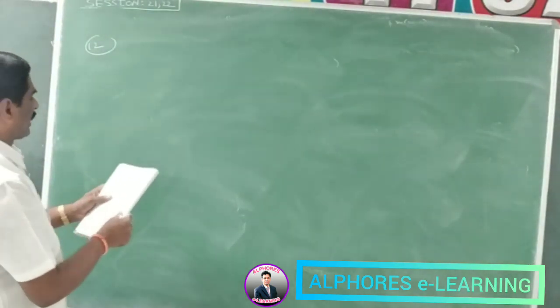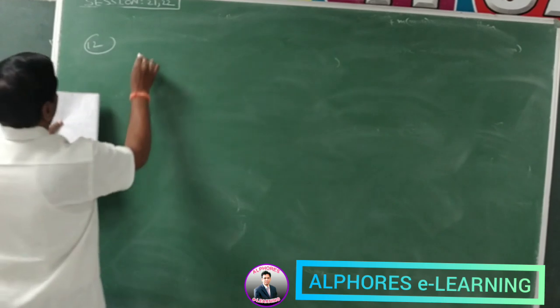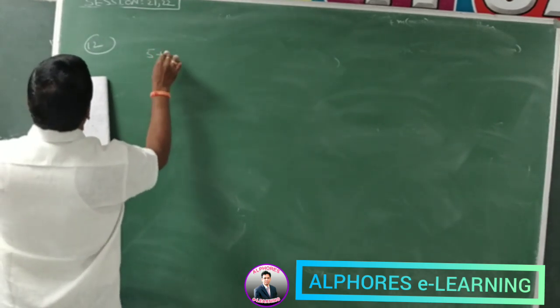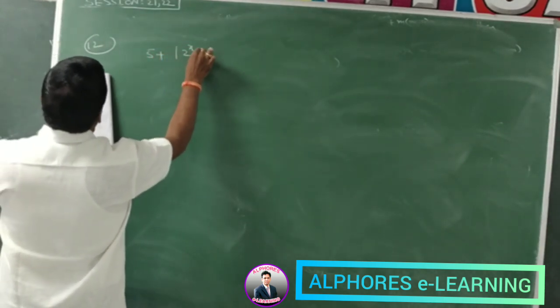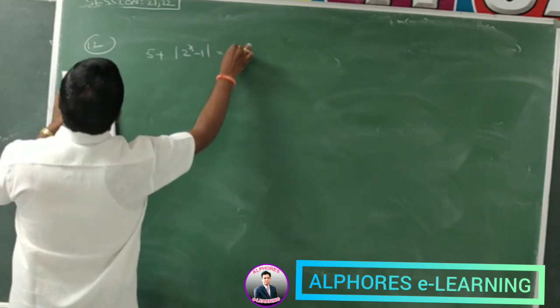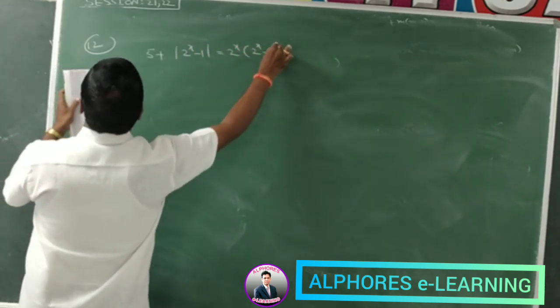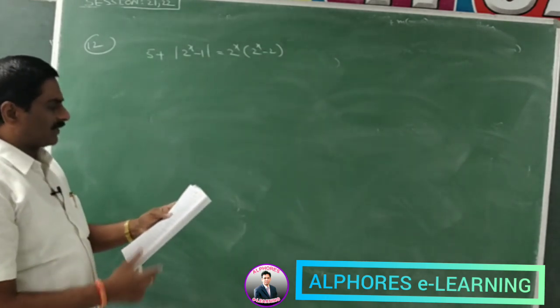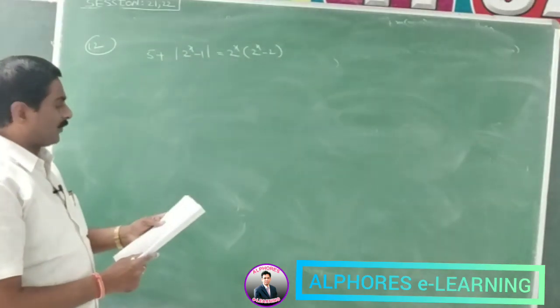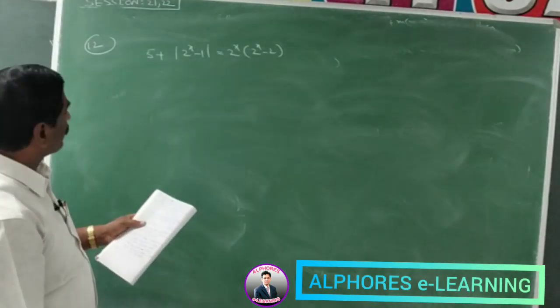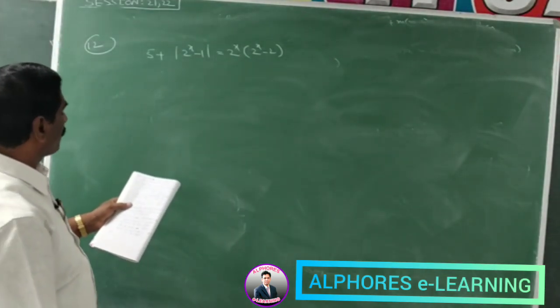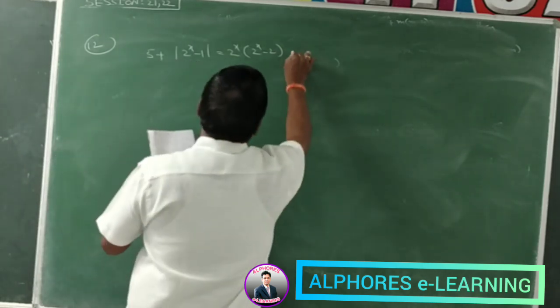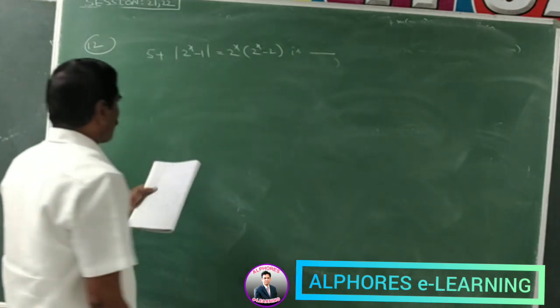The number of real roots of the equation 5 plus mod (2 power x minus 1) is equal to 2 power x into (2 power x minus 2). The number of real roots of the equation 5 plus mod (2 power x minus 1) is equal to 2 power x into (2 power x minus 2) is dash. The number of real roots of that equation.